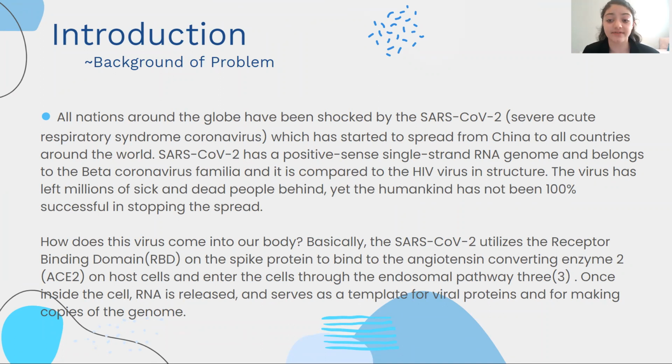It is compared to the HIV virus in structure. The virus has infected millions of people and has killed hundreds of thousands of others. Yet humankind has not been able to 100% stop the spread of the virus. How does this virus come into our body?